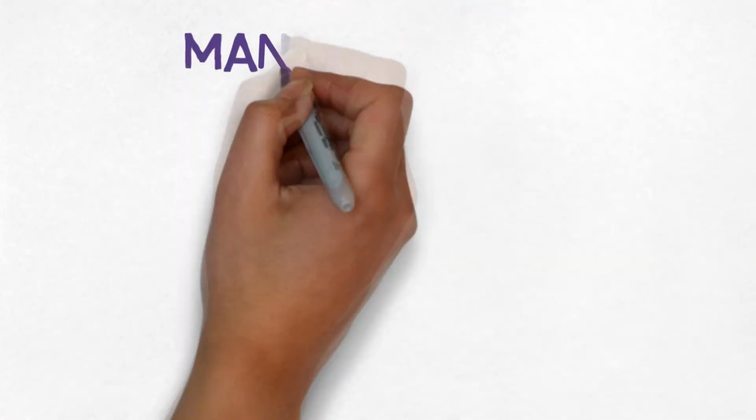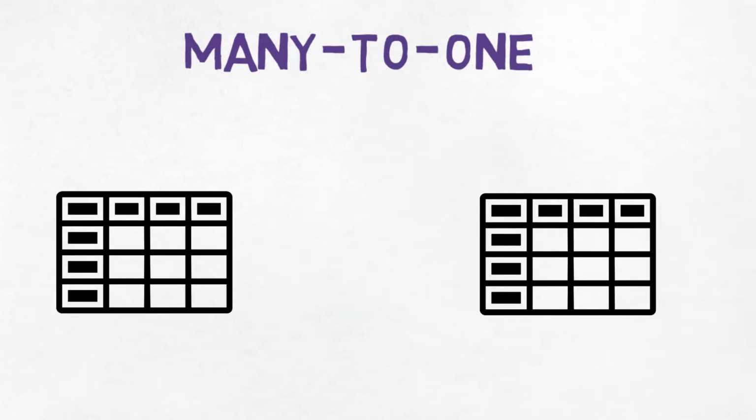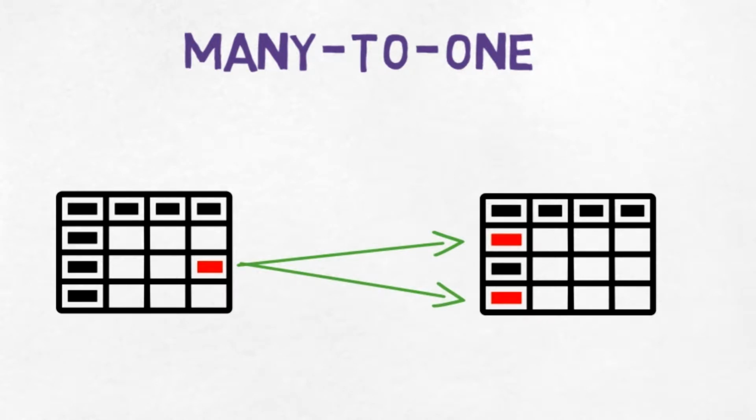Next type is many-to-one. This is the most common relationship type. In this type of relationship, a row in table A can have many matching rows in table B, but a row in table B can have only one matching row in table A.